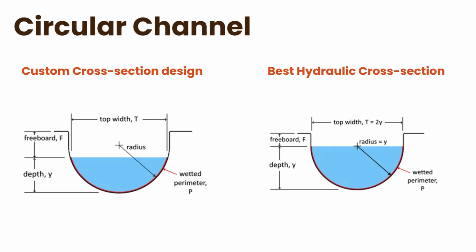4. Circular channel, perfect for pipes and underground flow. Circular sections are mostly found in closed conduit systems, like sewer lines, culverts, and stormwater pipes.